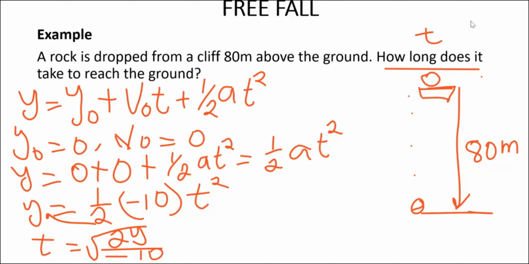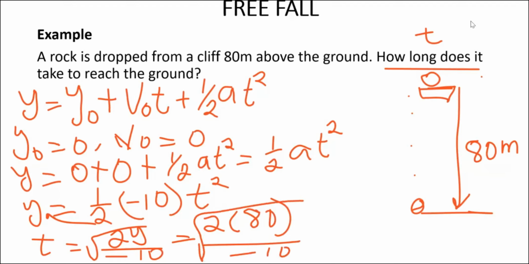Since it's t square, we'll find the square root of the value, which is 2. Y is the height, the final height, that is 80. Y is 80 over -10, in square root of the whole value. By the time we calculate it, y will be -80, and the value we get is 4 seconds. 4 seconds is the answer.